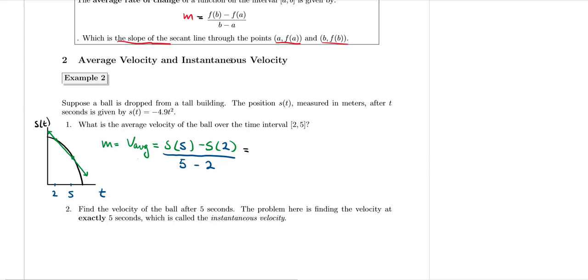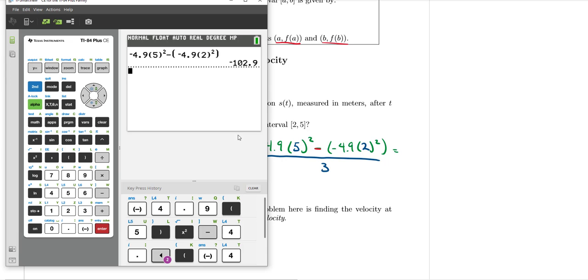So s(5) is the function evaluated at 5, which is negative 4.9 times 5 squared, minus another negative 4.9 times 2 squared. And this whole thing is all over 5 minus 2, which is 3. So let's see, what do we get? I'm just going to go to the calculator here. Negative 102.9.